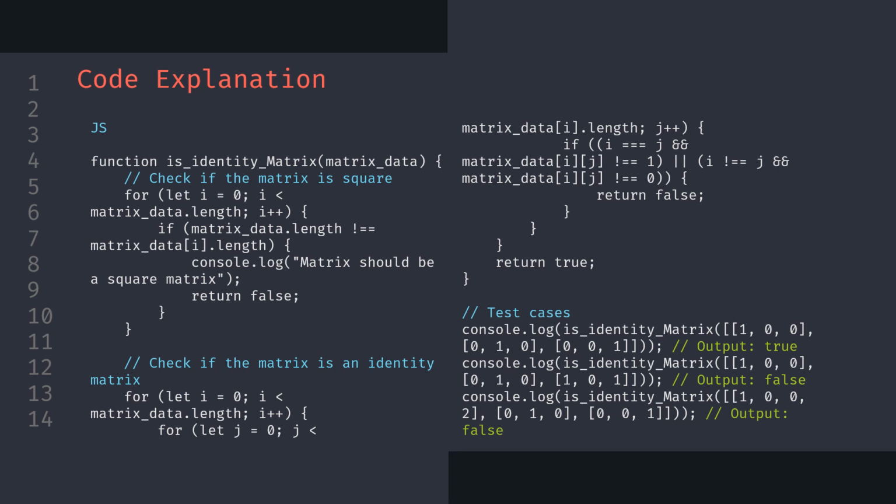This program first verifies if the matrix is square. Then it iterates through all the elements, checking if diagonal elements are 1 and non-diagonal elements are 0. If either condition fails, it returns false.